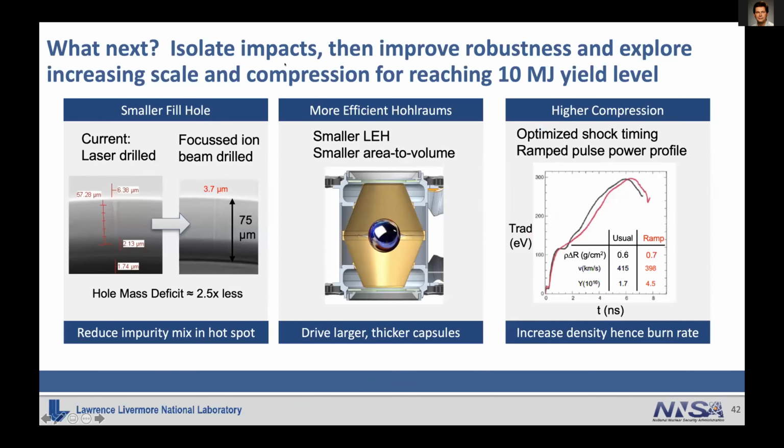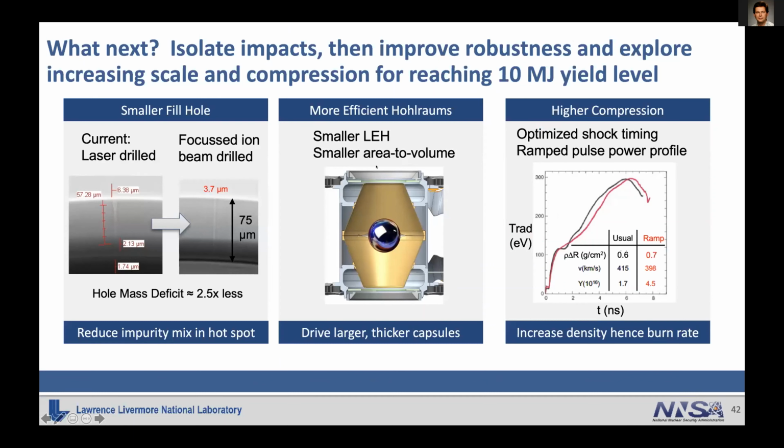We want to isolate the impacts, and we want to improve robustness and increase scale and compression for reaching 10 megajoule yield levels. And so the first thing is the smaller fill hole. This is what we've been using, laser drilled. We now have a focused ion beam drilled technique to reduce the hole mass deficit. We're actually going to try this Sunday.